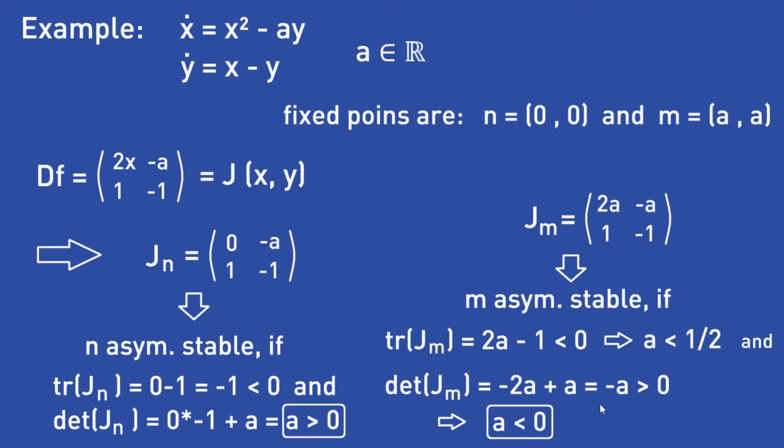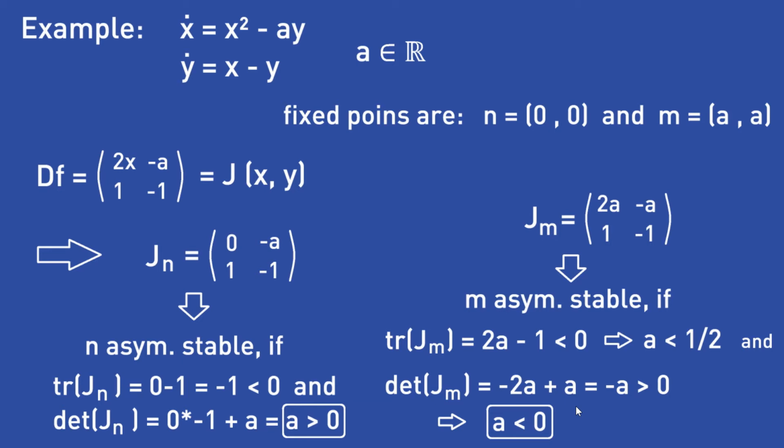So now you have the following. As long as a is larger than 0, n is asymptotically stable, and m is unstable. When a becomes smaller than 0, then m is asymptotically stable, and n is unstable.